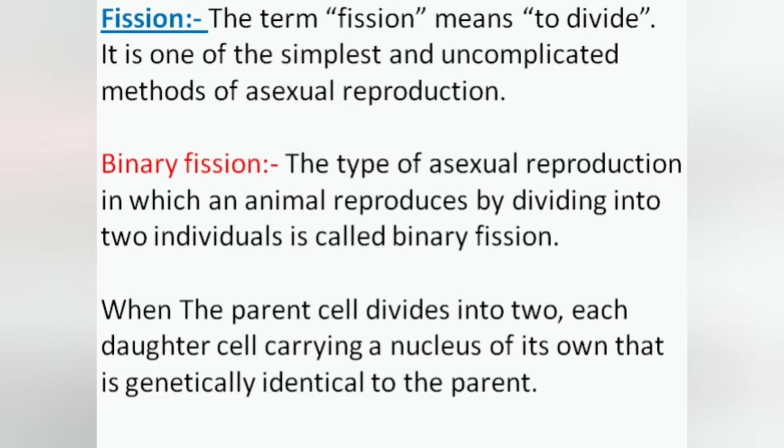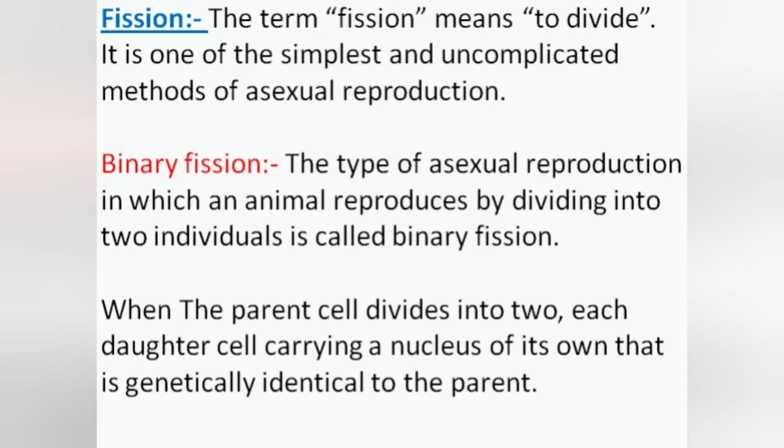Students, now we will study binary fission. Binary fission is made up of two terms, binary and fission. As you have studied in Standard 7 in computer regarding binary language, the language which has only two inputs, 0 and 1, is known as binary language. In the same way, a type of asexual reproduction in which an animal reproduces by dividing into two individuals is called binary fission.